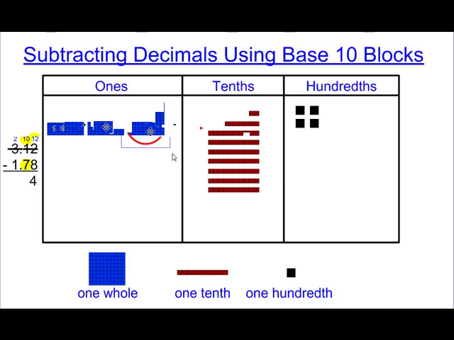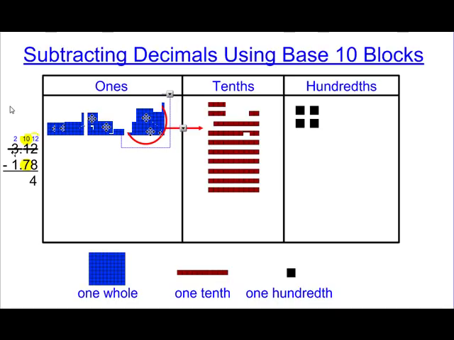10 tenths give me 1 whole. So on the left-hand side, we see 10 tenths subtract 7 tenths. And I did that because I took 1 whole. So I crossed out the 3 because I had 3 wholes. I'm trading in 1 whole to give me 10 tenths. So I'm left with 2 wholes, or 2 ones.